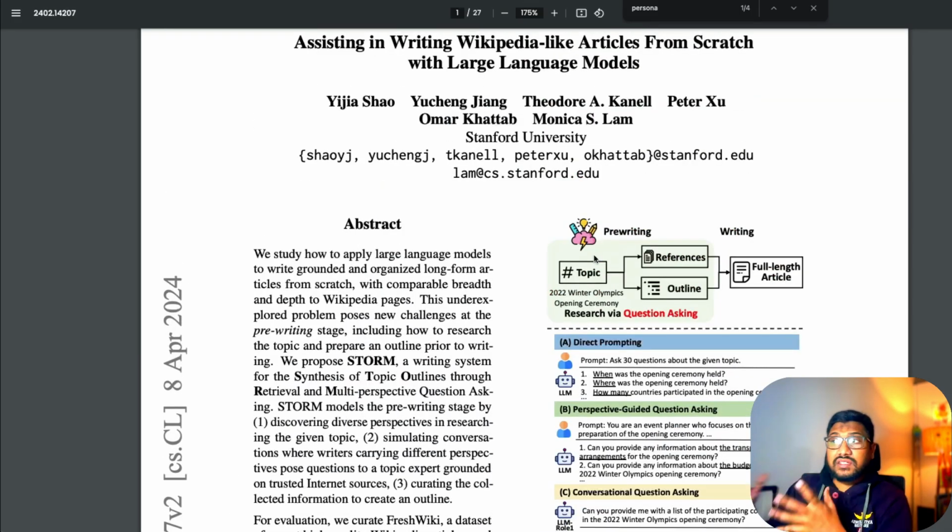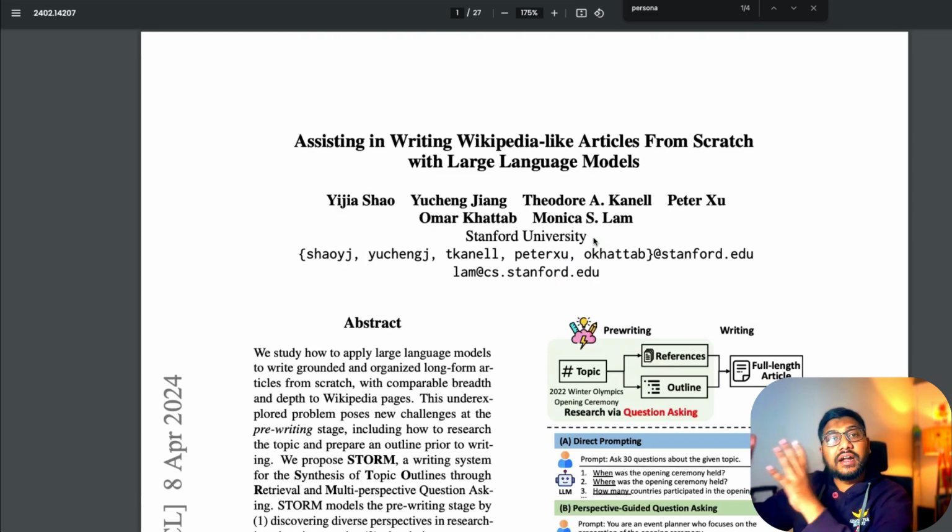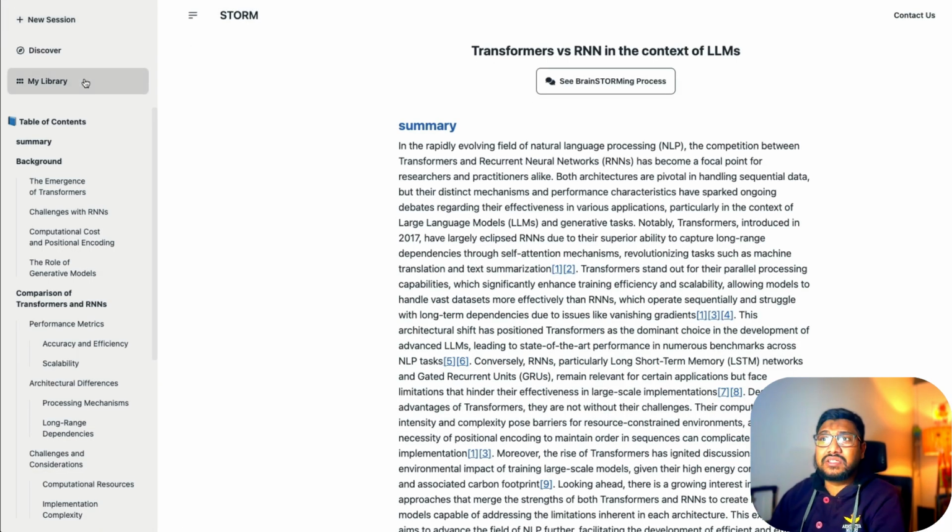I strongly believe this kind of paper could definitely be adapted into something like a market research AI agent project. So if somebody's building a startup, you should probably use this approach there. It's a very interesting approach, pre-writing and then writing. I'm going to finally show one more example, but otherwise this is a very solid tool.